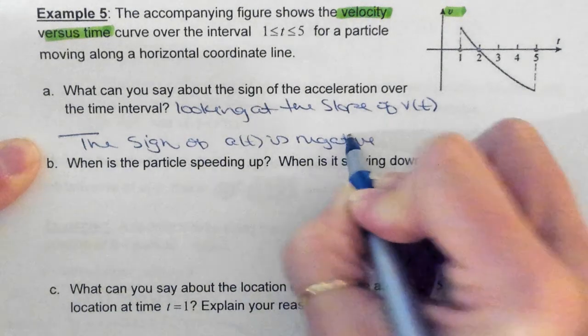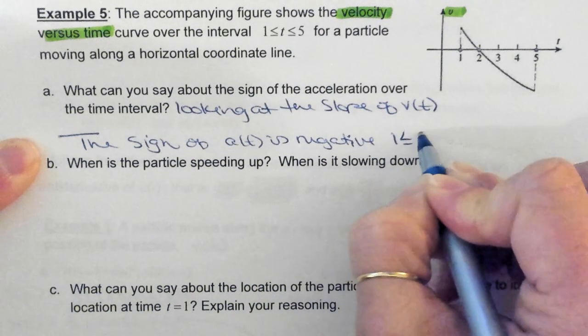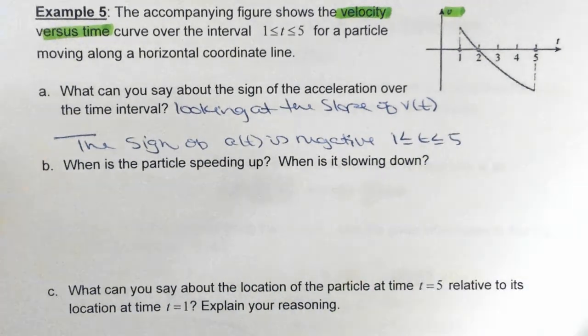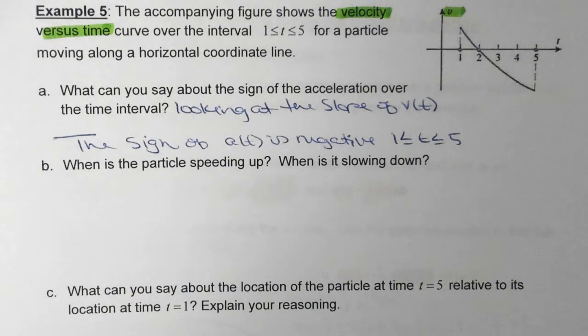Oops, there's an i in there. From 1 to 5, right? Okay, because I said that we're looking at the slope. Okay, questions on that first part? That's all we did. Look at the slope.